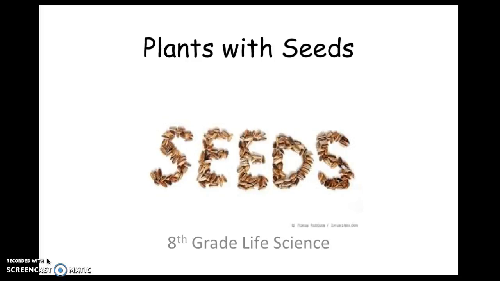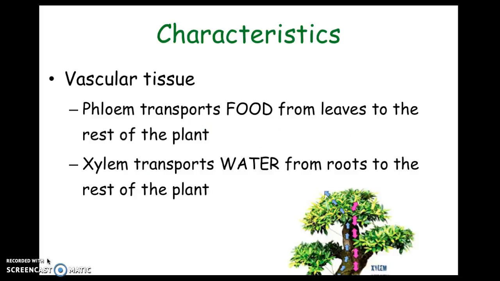Now we're going to move on with plants with seeds. These are the majority of the plants that we see around us. One major characteristic of all plants with seeds is that they have vascular tissue. Vascular tissue is part of a larger vascular system, or a system of tubes that basically transports water and nutrients. The two main types of vascular tissue, or tubes, are phloem and xylem.